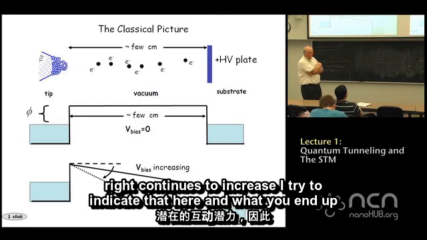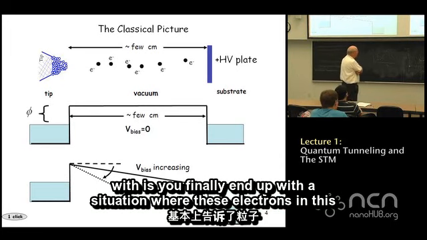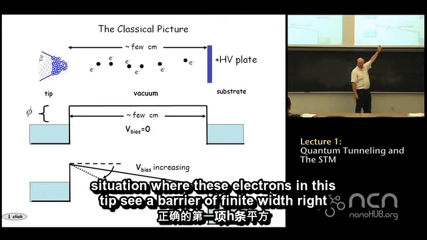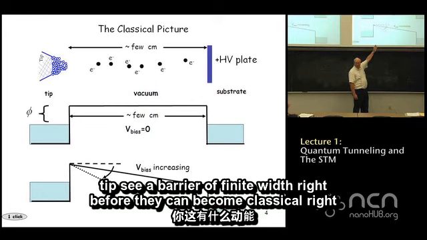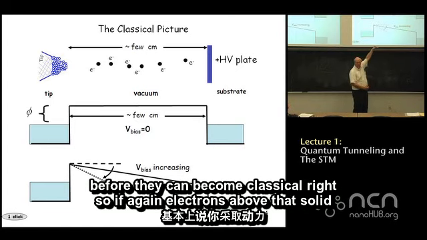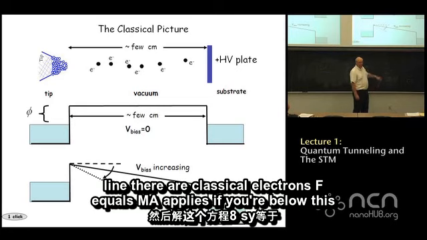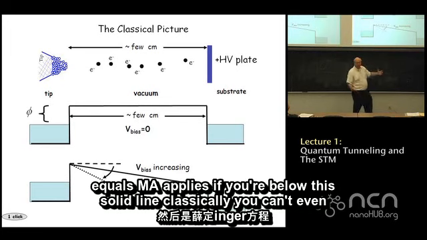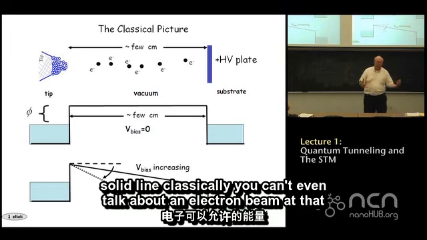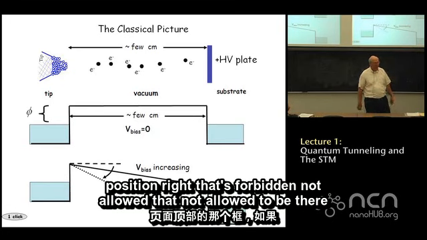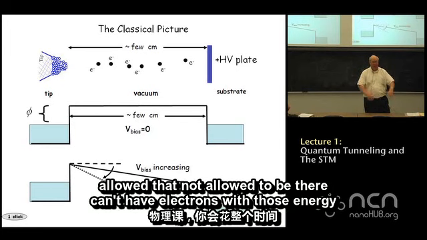And what you end up with is a situation where these electrons in this tip see a barrier of finite width, right, before they can become classical, right? So if, again, electrons above that solid line are classical electrons, F equals ma applies. If you're below this solid line, classically, you can't even talk about an electron beam at that position, right? That's forbidden. You're not allowed to be there. Can't have electrons with those energies.